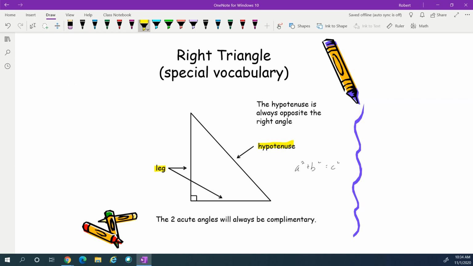But we have to know this because when the question says, in a triangle, the hypotenuse, they're already telling us it's a right triangle. So we can already draw it and fill in some information. And again, keep in mind that since it's a right triangle, the two acute angles will always be complementary. So that's vocabulary very specific to a right triangle.